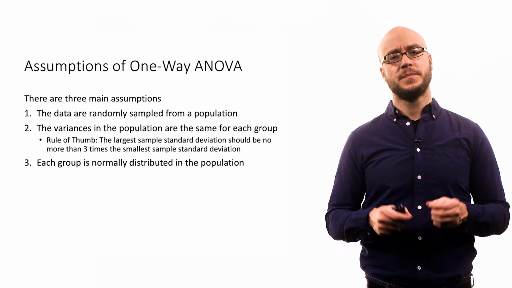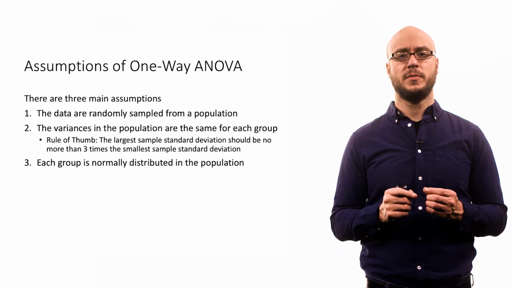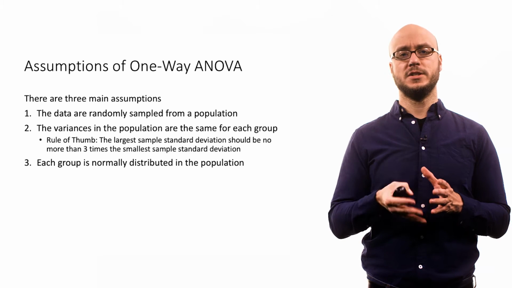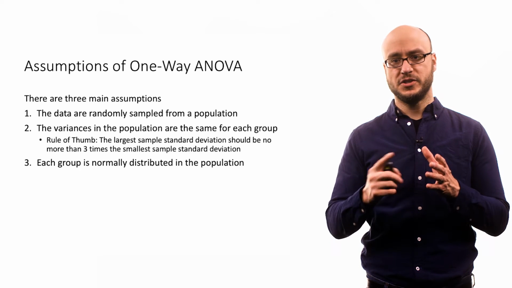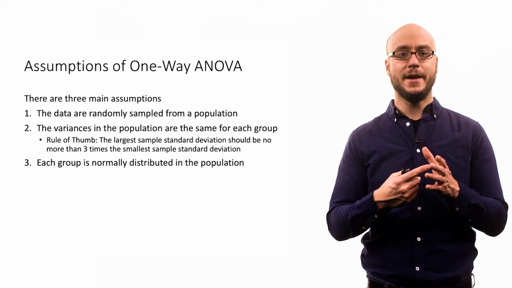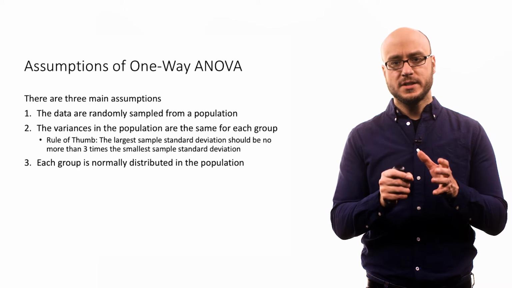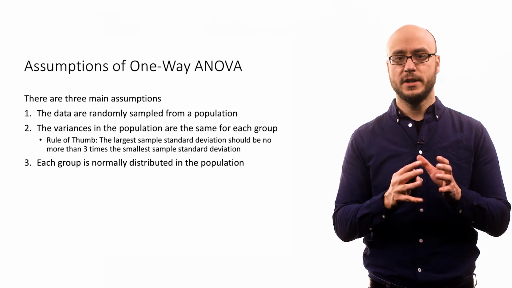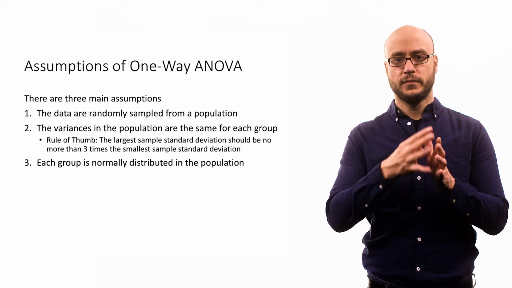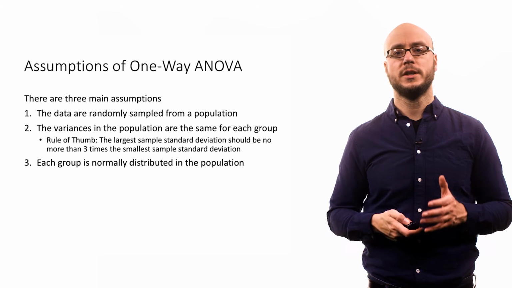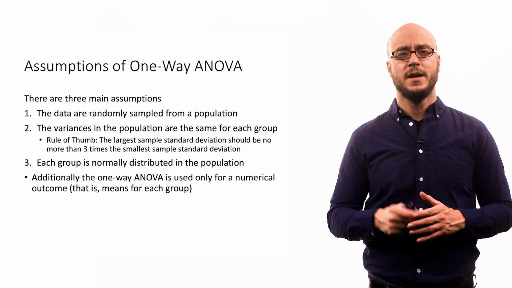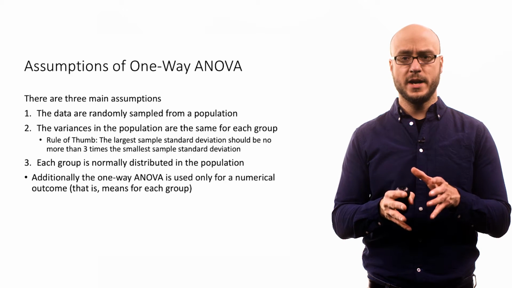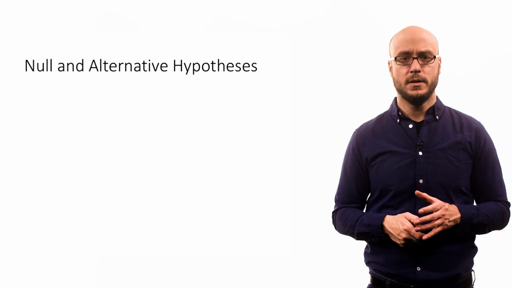The third assumption is that each group is normally distributed in the population. So with one-way analysis of variance, our outcome variable is numerical or continuous. And then we have these 3 levels or 3 categories. The assumption is that for each group in the population, not in your sample, but in the population, each outcome for each group is normally distributed. It looks like a bell curve. Additionally, just to remind you, the one-way ANOVA is really only used for numerical outcomes.